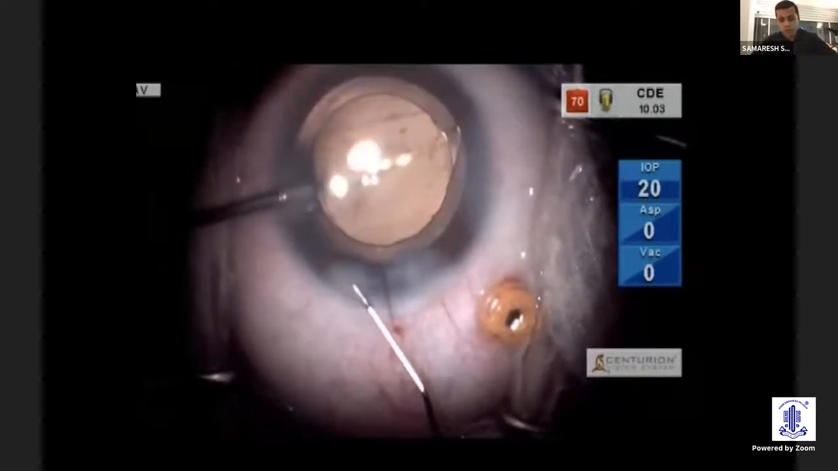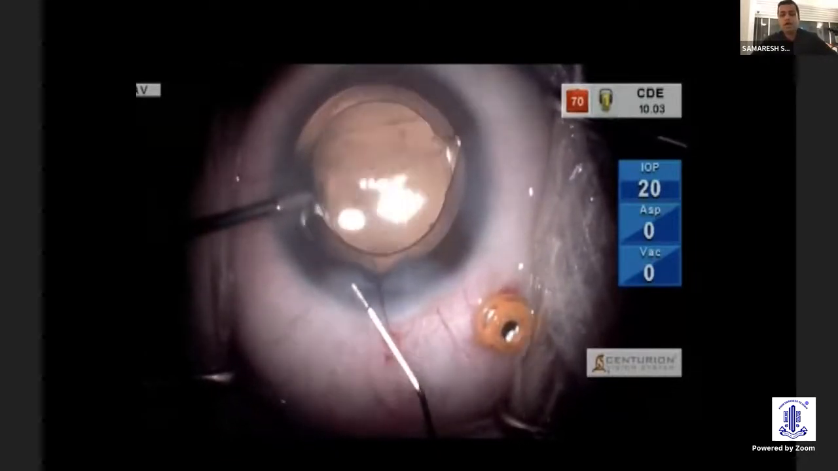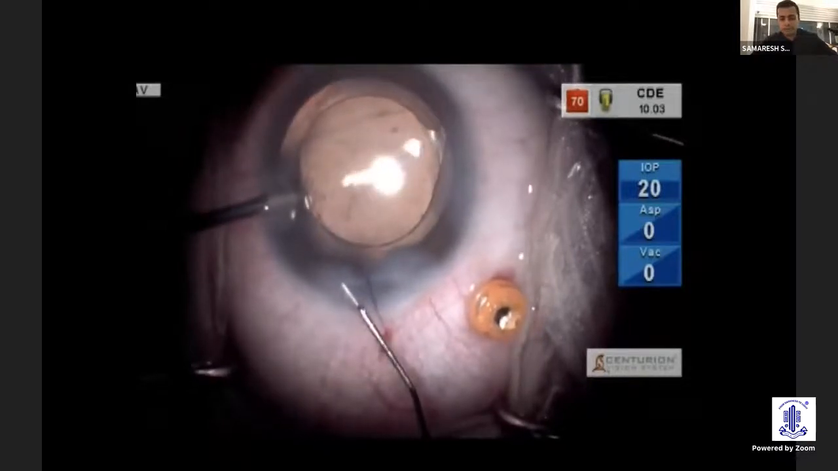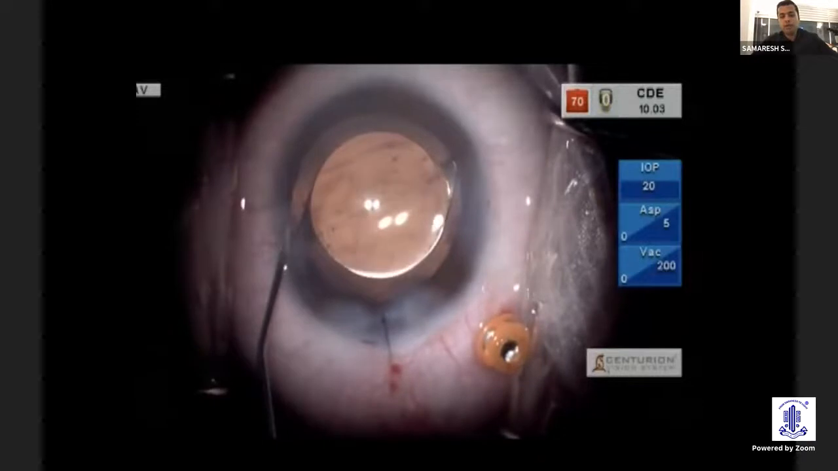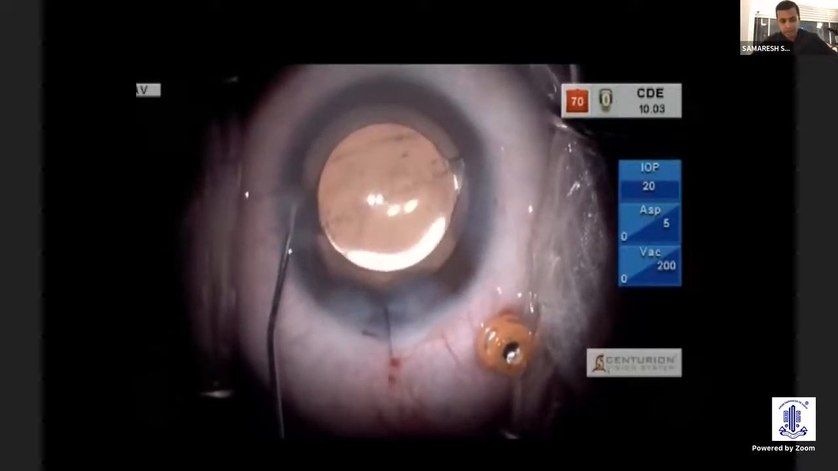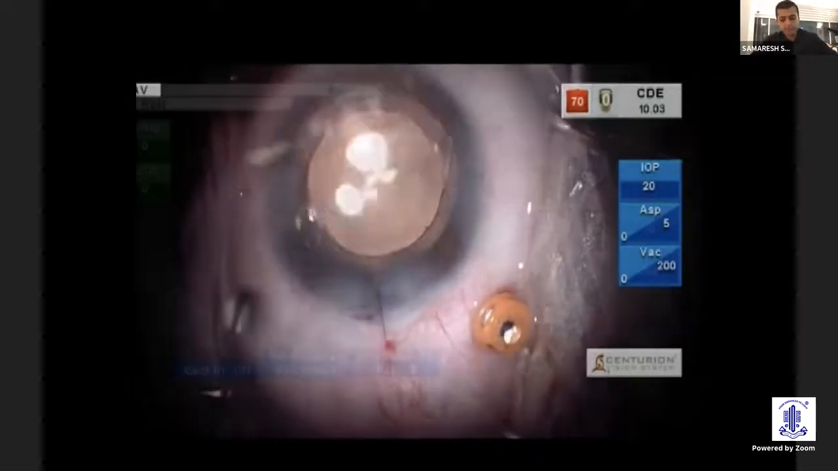Because when 2 out of 3 incisions are tight, the chamber will not collapse and I will have a solid, stable anterior chamber. And notice now, finally I remove the irrigation probe, which was working like an AC maintainer.